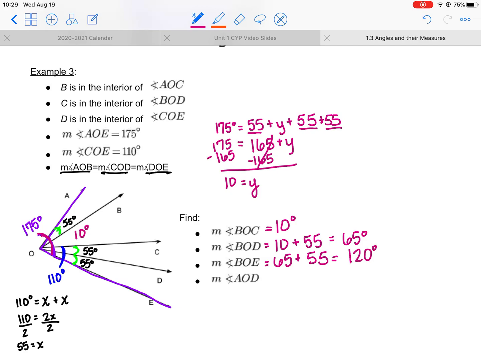The last thing it wants me to find is AOD. So for AOD, I'm going to take AOB, which is 55. Then I'm going to add BOC, which is 10, and then COD, which is 55, to get those three angles together. So 55 plus 10 plus 55 is 120 degrees. So even though we were given what seemed like little information here, we were able to find all of those angle measures based off of those little pieces of information we were given in the beginning.